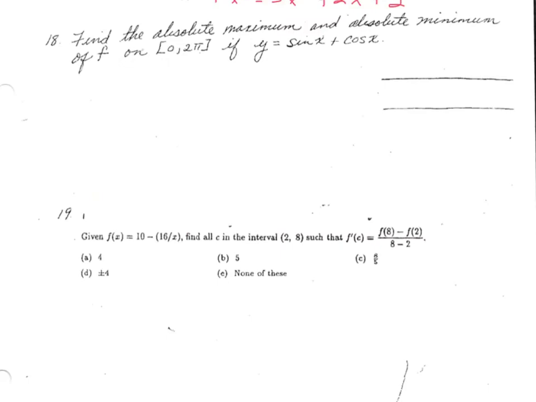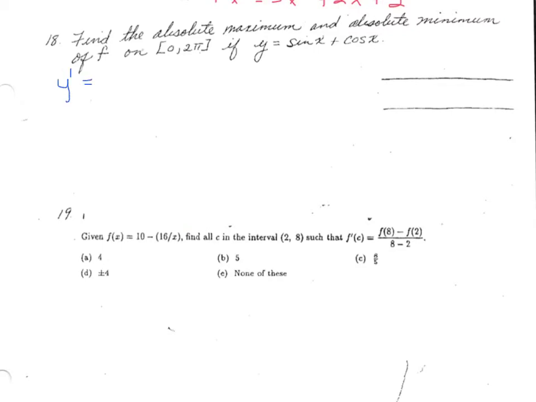For number 18, we want to find the absolute minimum and the absolute maximum of the function y equals sine x plus cosine x in the interval 0 to 2 pi. So an absolute maximum or minimum can occur at either the endpoints or at any relative maxes or mins. So first we want to find if we have any critical points. So we're going to take the derivative.